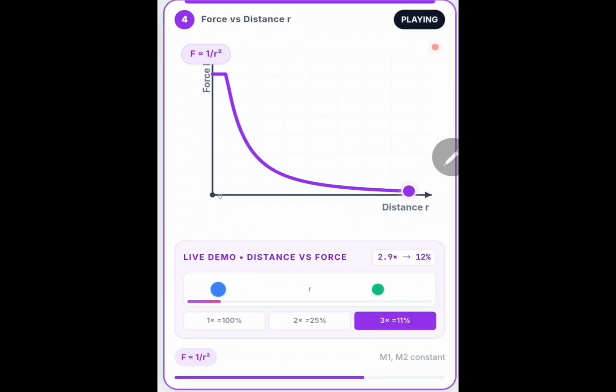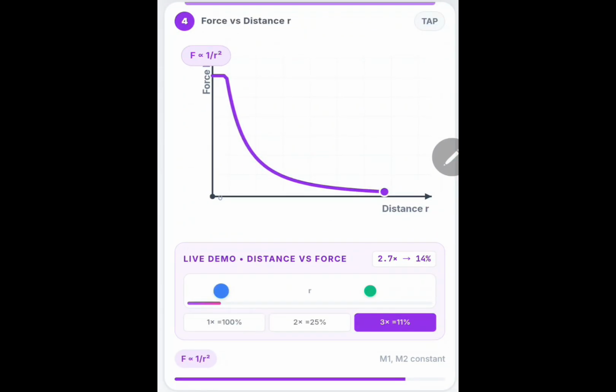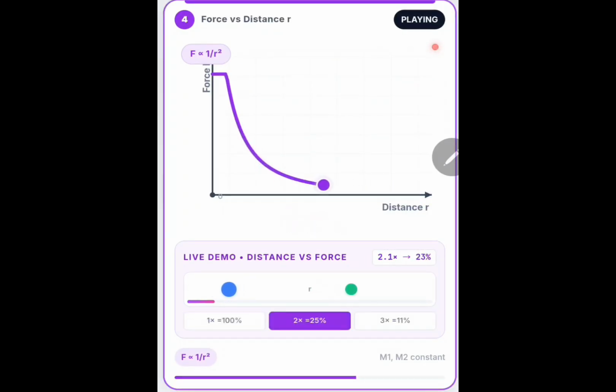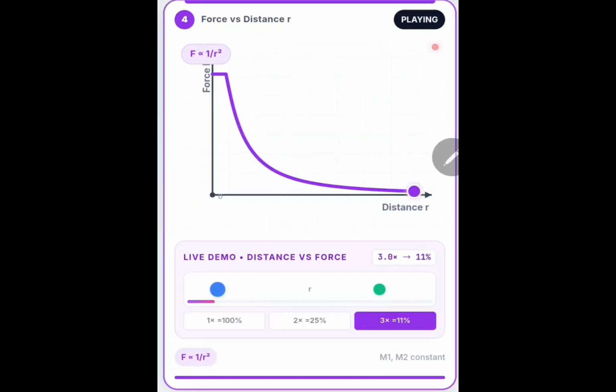This is because force is inversely proportional to the square of the distance, or F is proportional to 1 over r squared. Notice that the curve never touches the x-axis, because gravity never becomes exactly zero. A simple trick to remember: if the distance becomes 2 times, the force becomes 1 over 4.